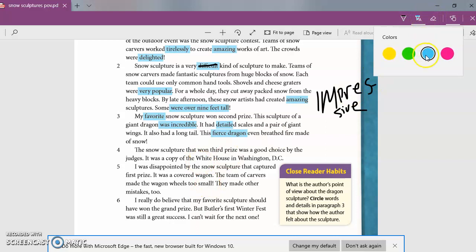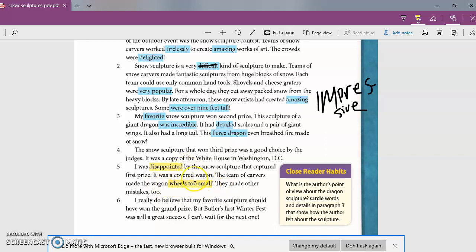Okay, so I noticed a change in the point of view of the author here. So do we see negative or positive describing words? Well, this time I see negative describing words. And I'm going to change my color here so you can see it. I was disappointed. That is a negative opinion word because they didn't like it. All right. They also made the wheels too small.